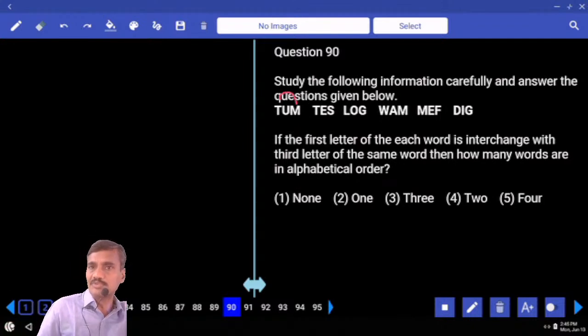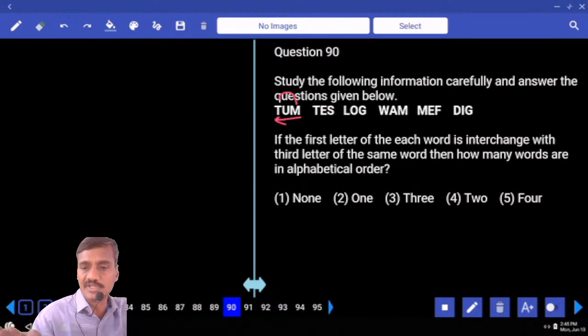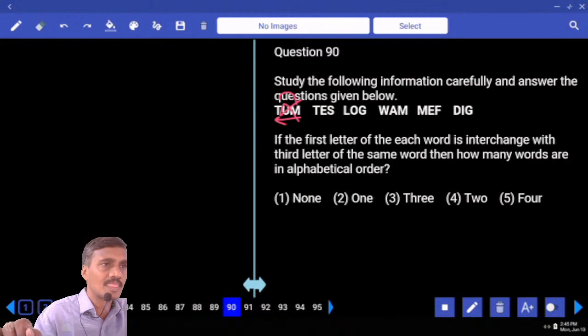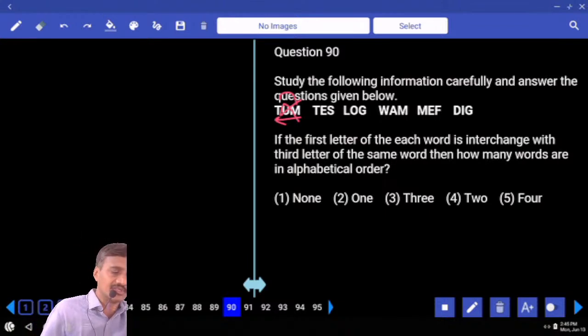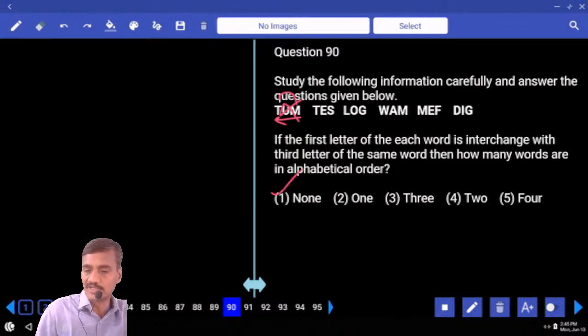As the entire word will be reversed here, now the question is how many words will be in the alphabetical order. Hence, read this one in the reverse order. MUT, are they in the reverse order? No. MUT, they were not in the reverse order. And next one SCT, and GOL. And next one MAW, and FEM, and GID. Hence, what is your answer here? None, that is choice 1. None of the words are in the alphabetical order.